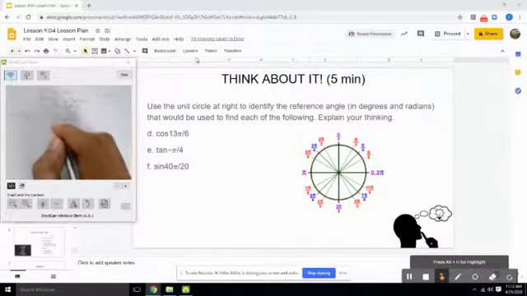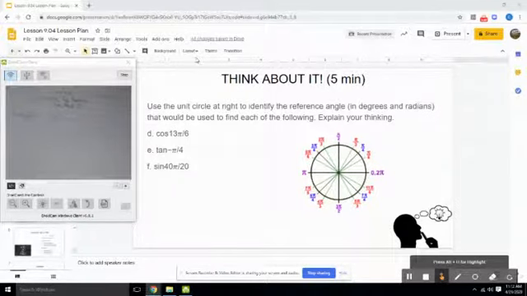So since we're looking for degrees, okay, daughter, here, take a piece of paper.